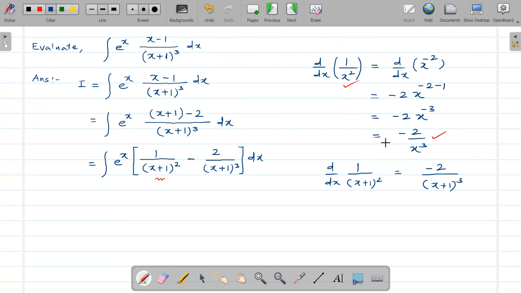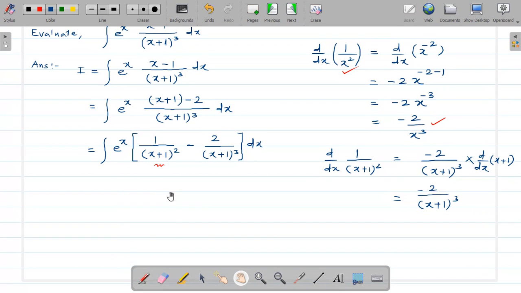Here, for 1 upon x square, the derivative is minus 2 upon x cube. Here it is 1 upon x plus 1 square, so its derivative will be minus 2 upon x plus 1 cube into, by the chain rule, the derivative of x plus 1. But the derivative of x plus 1 is 1, because the derivative of x is 1 plus the derivative of 1 is 0, so the total derivative is 1. So directly, the derivative of 1 upon x plus 1 square is minus 2 upon x plus 1 cube.